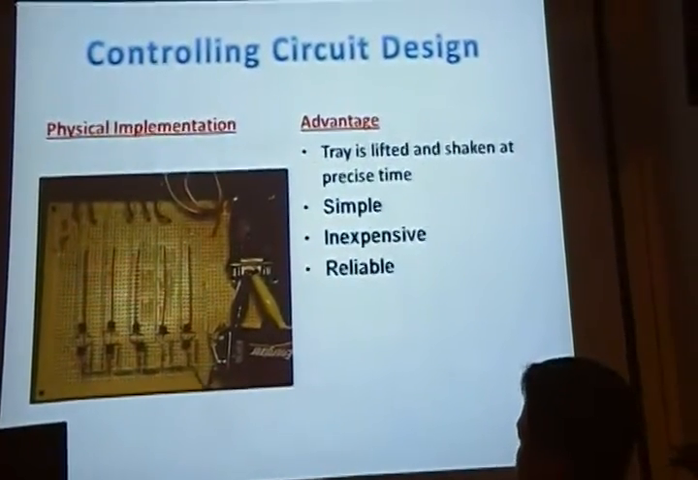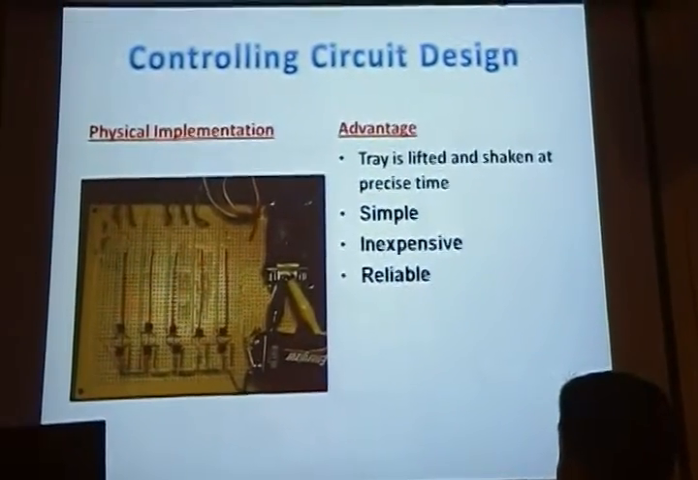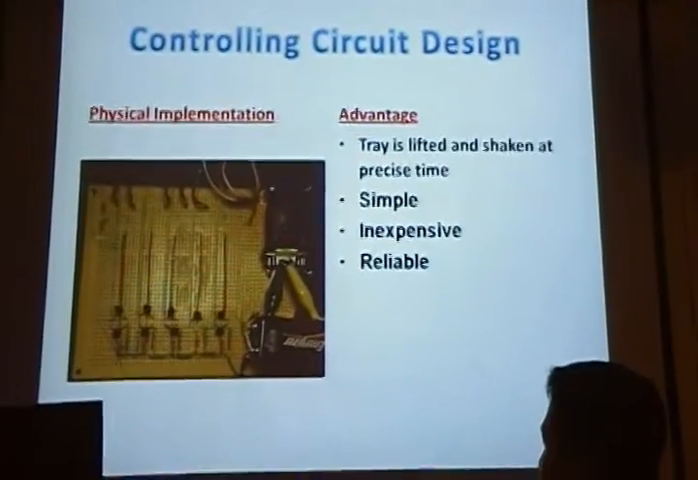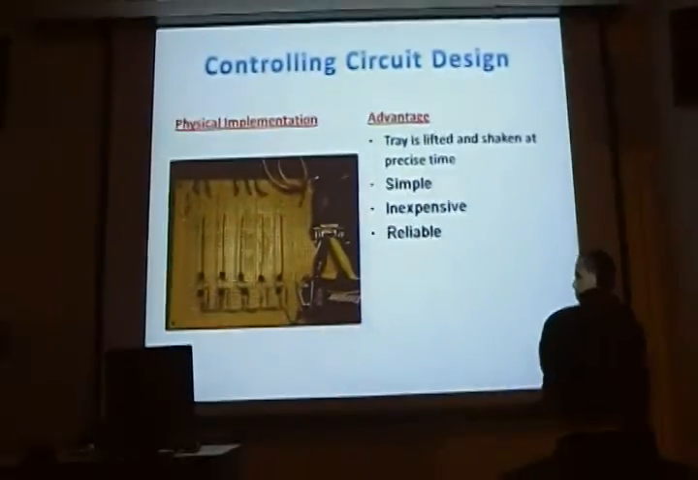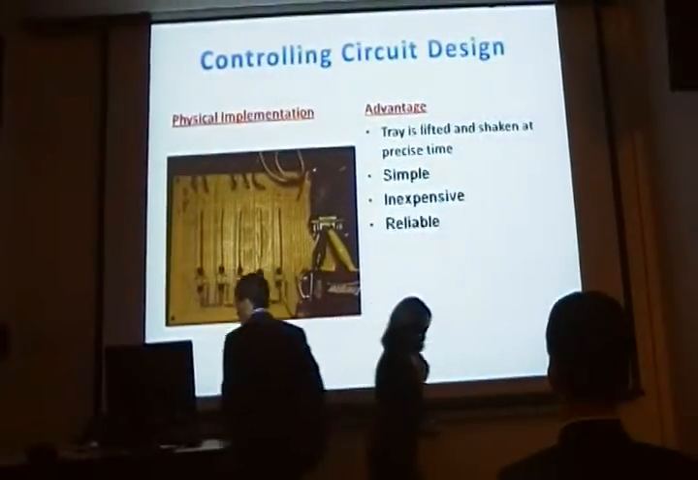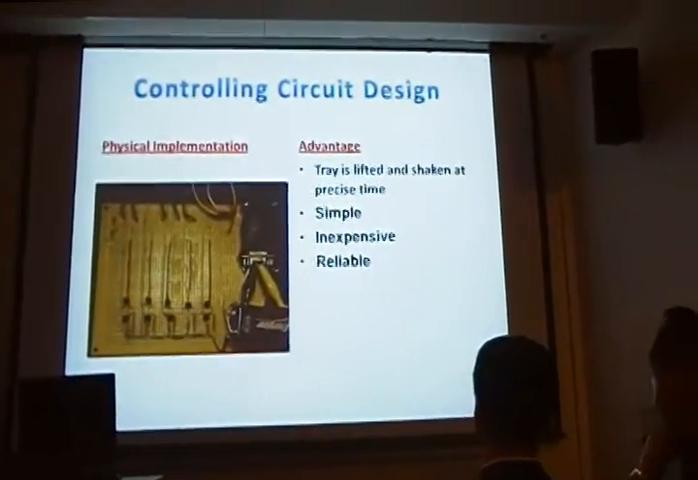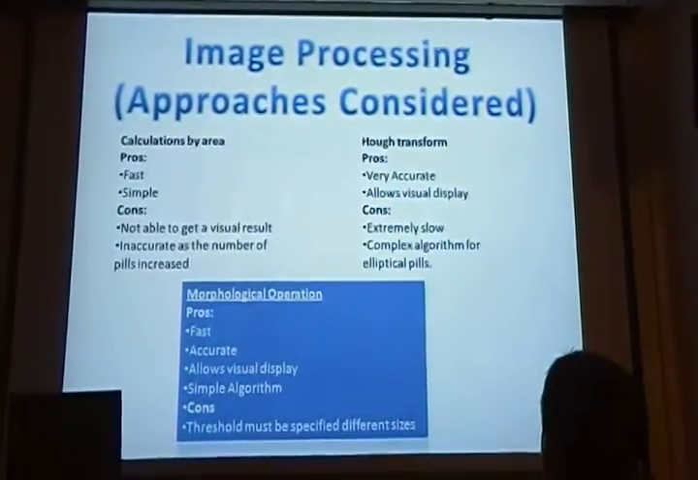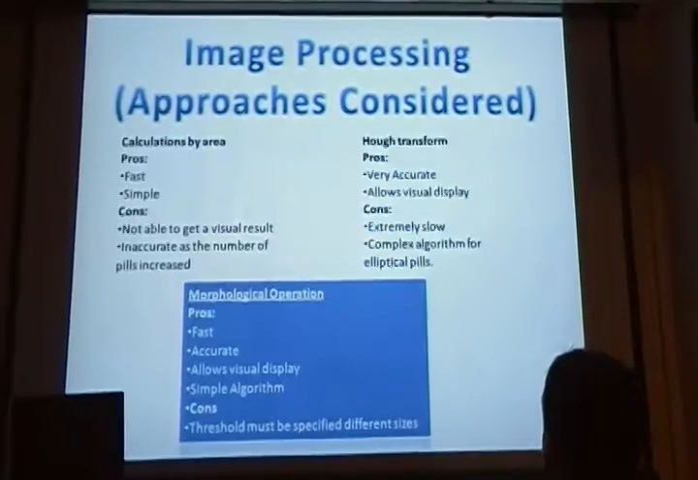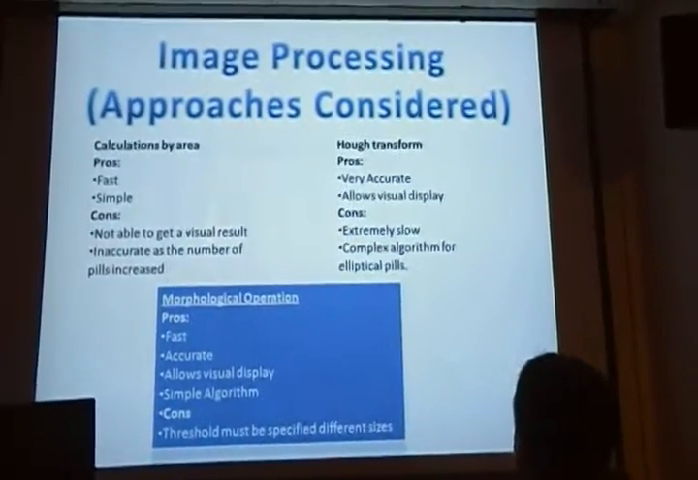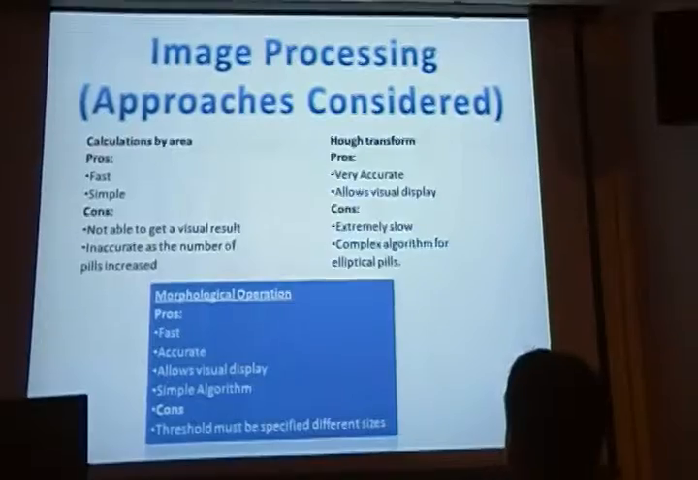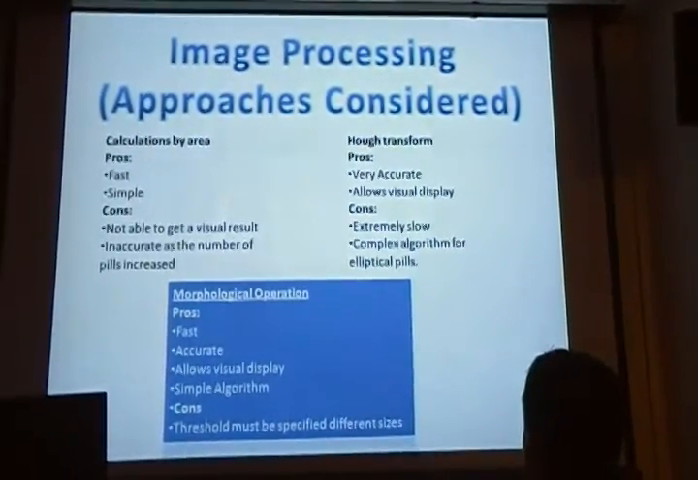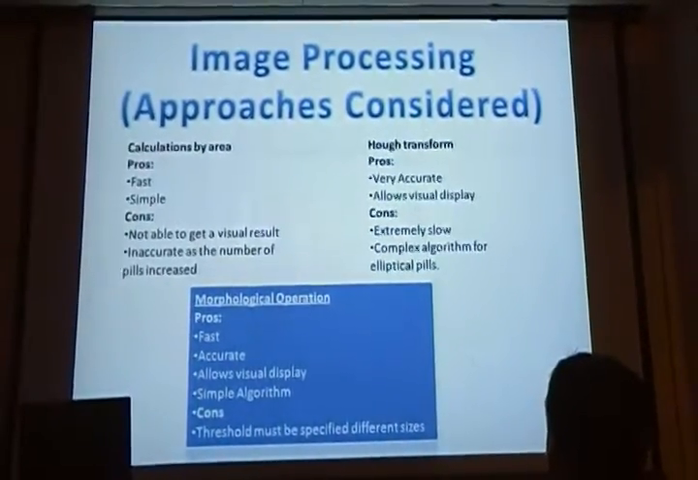For the image processing system, Priyanka will talk to you about it. For our image processing part, we approached 3 methods. One by calculation by area, which had the advantage of a fast and simple algorithm, but it did not allow us to have a visual result, and the inaccuracy of the result increased as the number of pills increased.